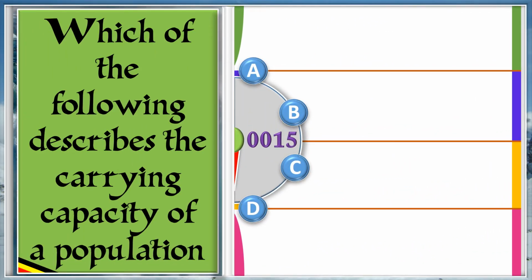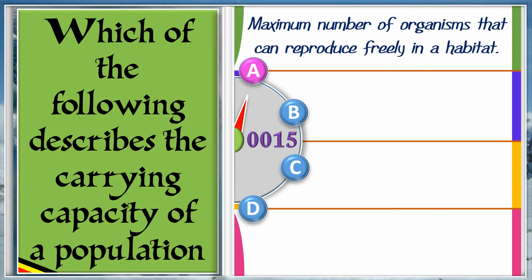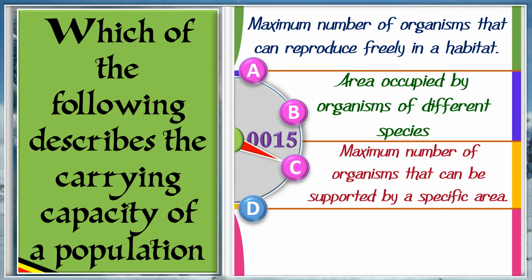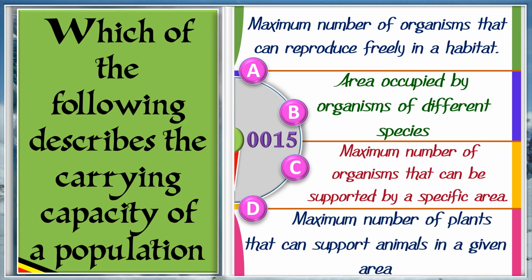Which of the following describes the carrying capacity of a population? A. Maximum number of organisms that can reproduce freely in a habitat. B. Area occupied by organisms of different species. C. Maximum number of organisms that can be supported by a specific area. D. Maximum number of plants that can support animals in a given area. And the answer is C. Maximum number of organisms that can be supported by a specific area.